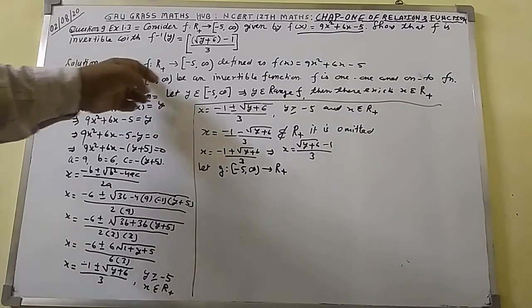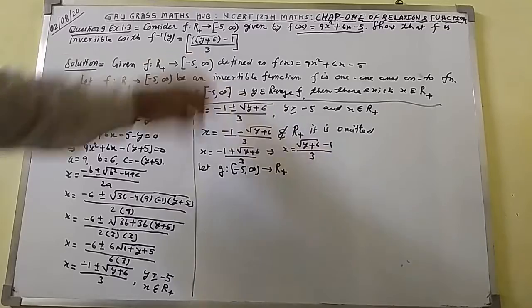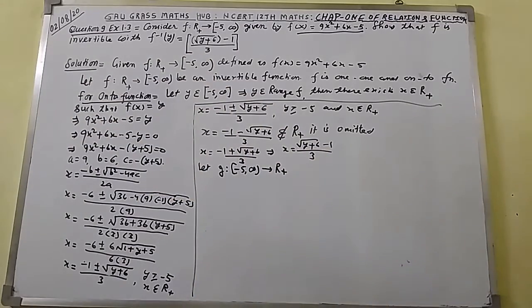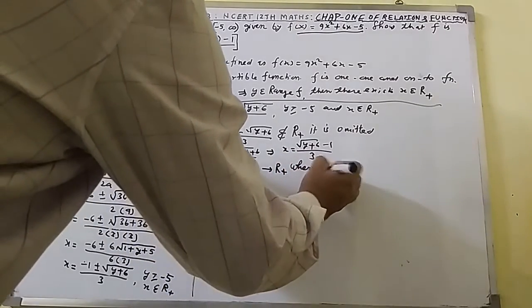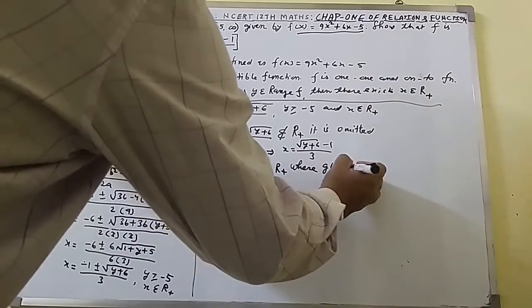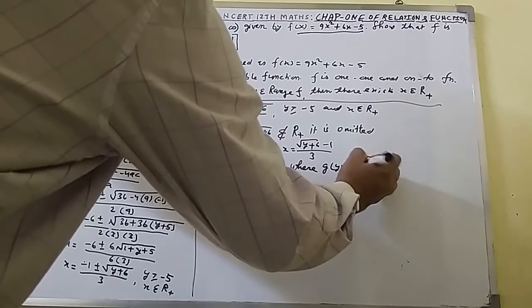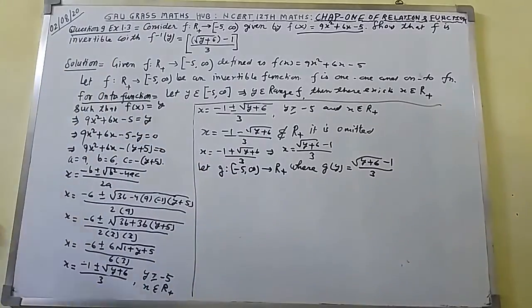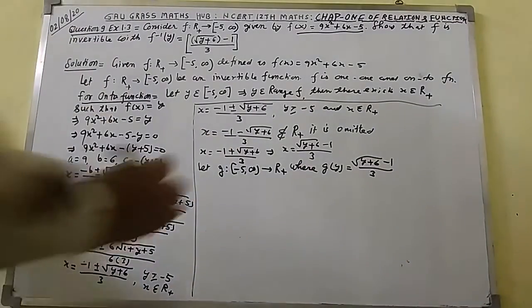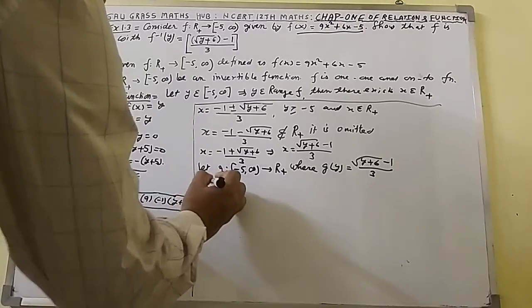The inverse of this function will be this function. So what will we do here? Here you will write g(y) equals (under root y plus 6 minus 1) whole over 3. So this is the inverse here. Now you have to find the value of g of f.